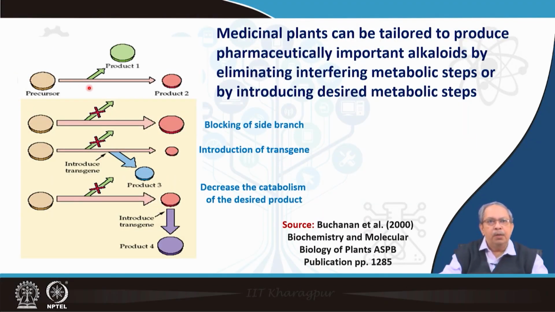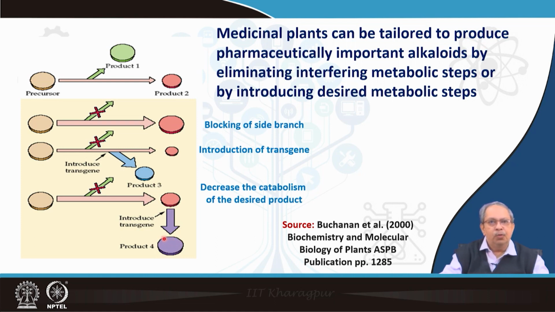So, this is the normal plant pathway which produces product 1 and product 2, and if you can block the side chain, then this product will be produced in higher amount, and if you introduce a transgene, then you see that the blue one produces a new product, and at the same time you need to block the other competitive pathway, and finally you can decrease the catabolism of the desired product by blocking the side path, and as a result product 2 will accumulate, and then if you introduce a transgene, it will make a new product 4.